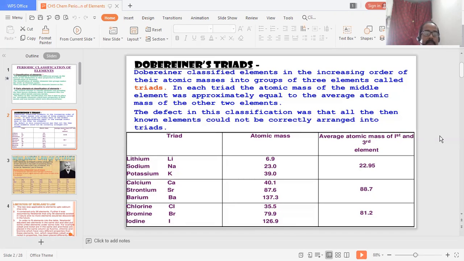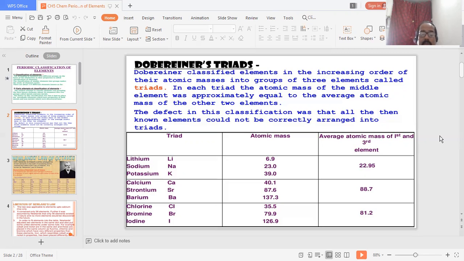In this chapter, many scientists classified the elements. The first scientist, Dobereiner, represented triads. According to these triads, Dobereiner classified elements in increasing order of their atomic masses into groups of three elements called triads, and in each triad the atomic mass of the middle element was approximately equal to the average atomic mass of the other two elements.